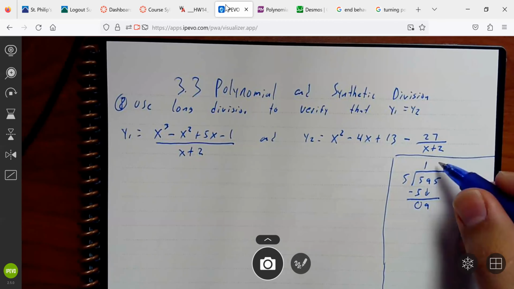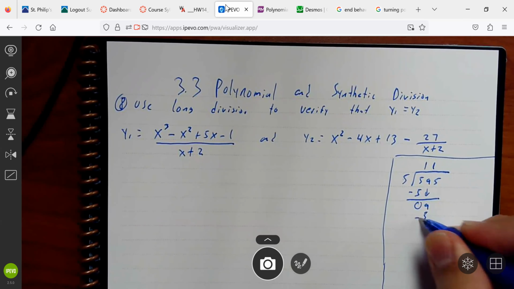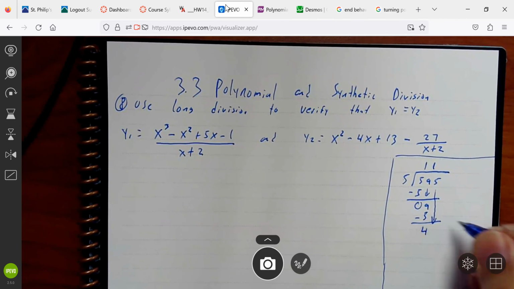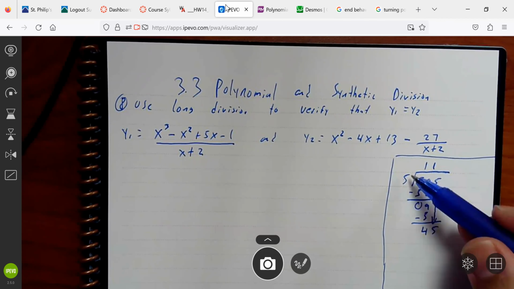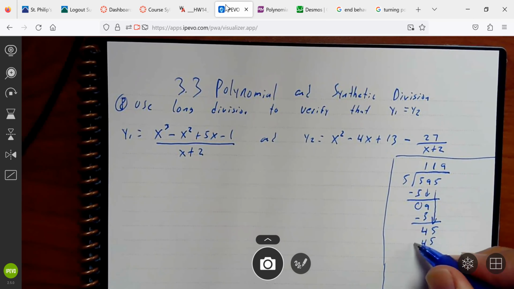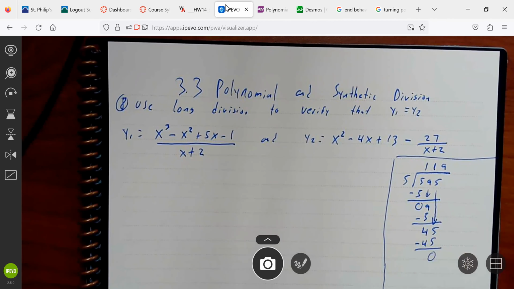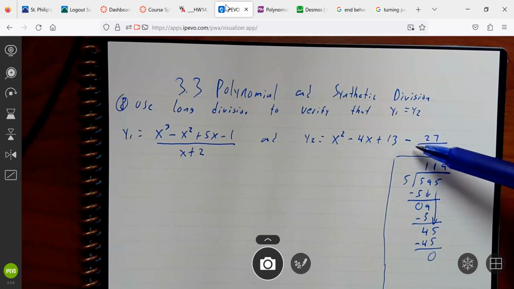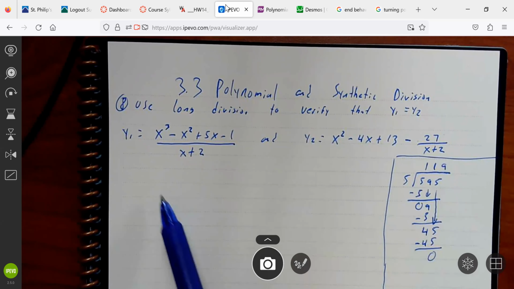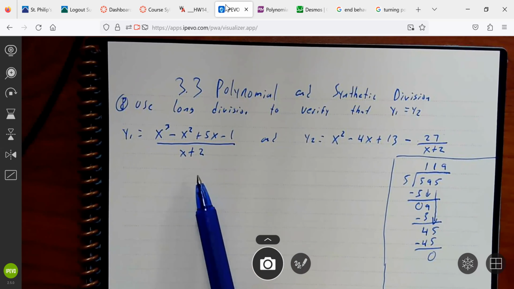5 goes into 9 one time. 1 times 5 is 5, and then you subtract it again. The remainder goes down here. Bring down the 5. 5 goes into 45 9 times. 9 times 5 is 45. If there was a remainder, you would have the remainder over the divisor being added to the quotient. We don't have a remainder here though. But this pattern that we just did is the same thing I'm going to do with this one.